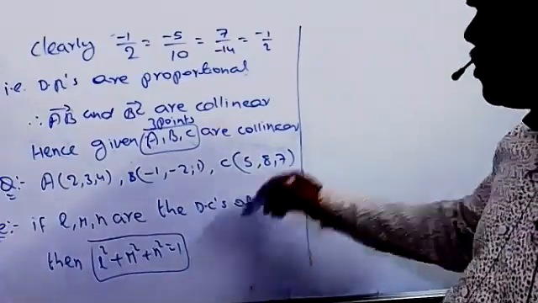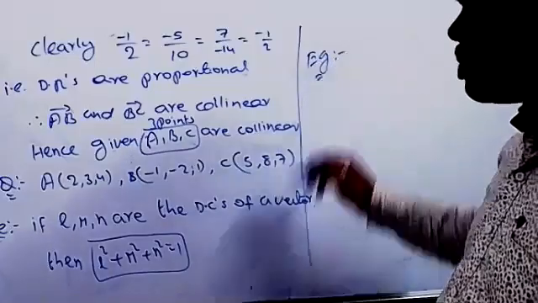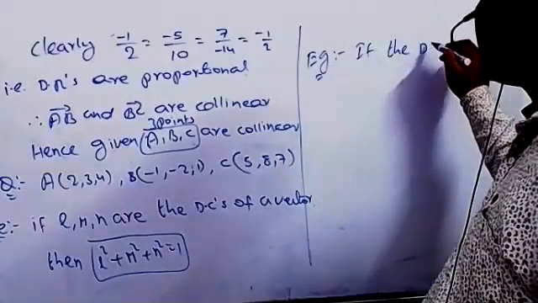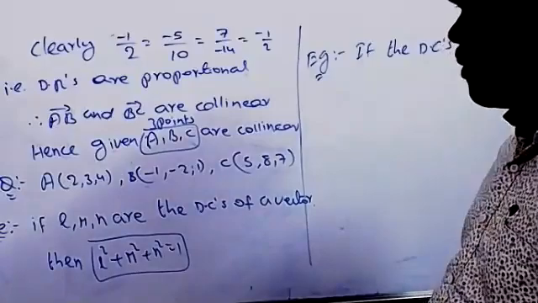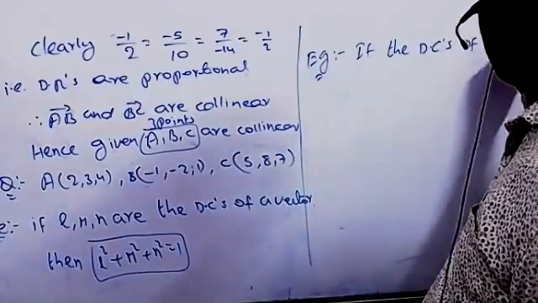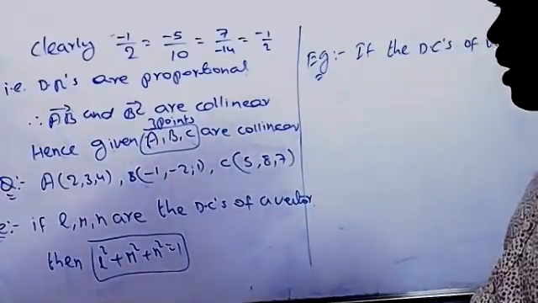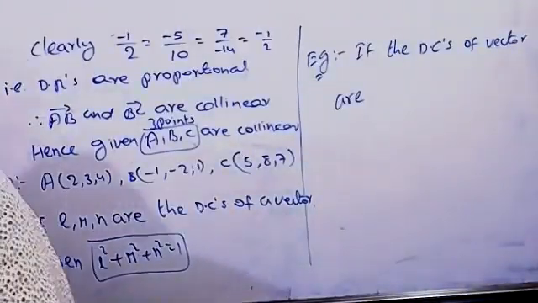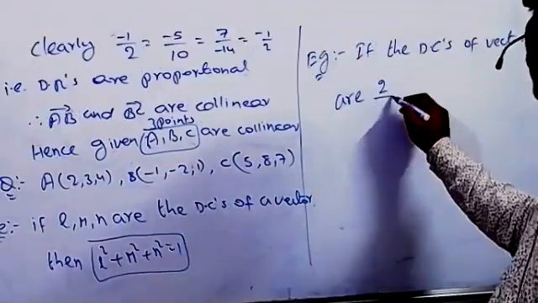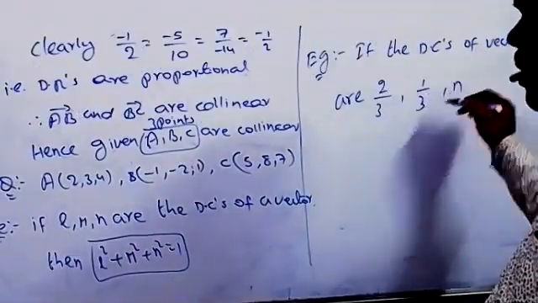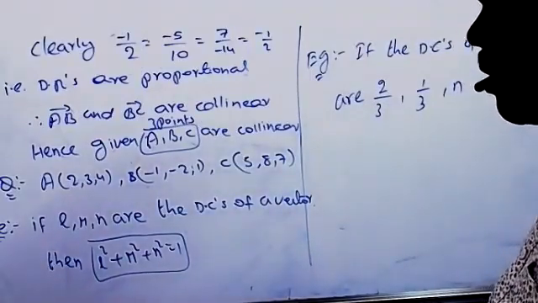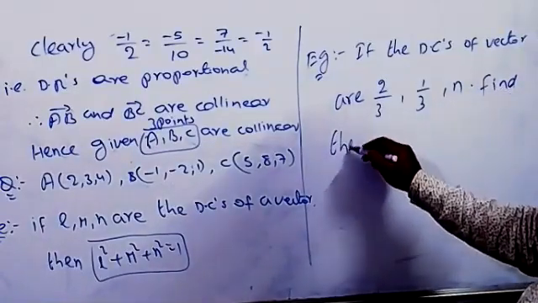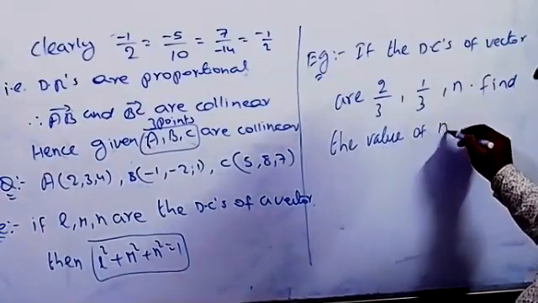One small example you can write for this formula now. Example: if the direction cosines of a vector are 2 by 3, 1 by 3, n, find the value of n. The question: find the value of n.